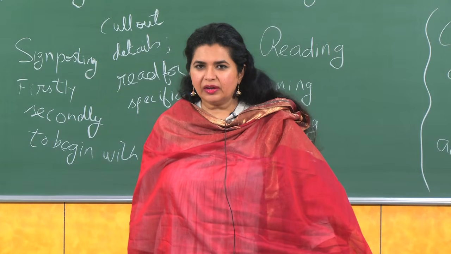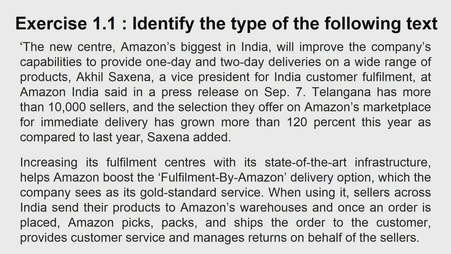Look at the exercise here now, and we are going to do some questions based on it. Identify the type of the following text. The new center, Amazon's biggest in India, will improve the company's capabilities to provide 1-day and 2-day deliveries on a wide range of products. Akhil Saxena, a vice president for India customer fulfillment at Amazon India, said in a press release on September 7, Telangana has more than 10,000 sellers, and the selection they offer on Amazon's marketplace for immediate delivery has grown more than 120% this year as compared to last year, Saxena added.